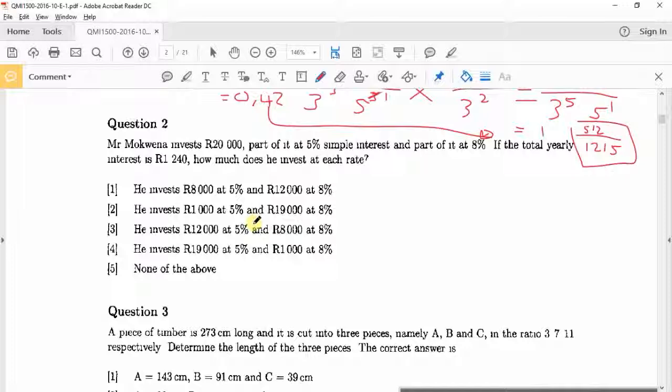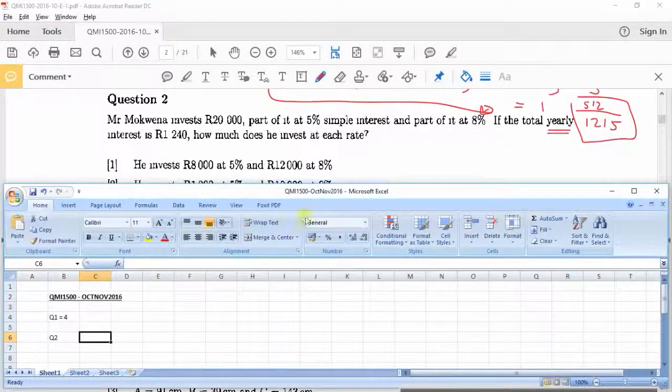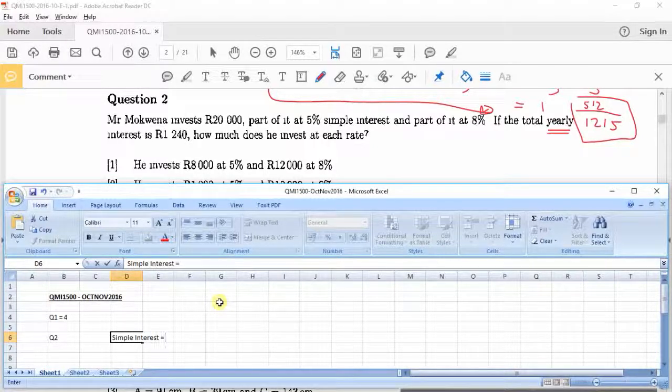Okay, question 2 looks better. Mr. M invests 20,000 as part of it at 5% interest and part of it at 8%. If the total yearly interest is that, how much does he invest at each rate? So this is for how long? Total yearly interest, so it's simple interest. Simple interest is principal times rate times time. But obviously time's not really important here because you're looking at a year.